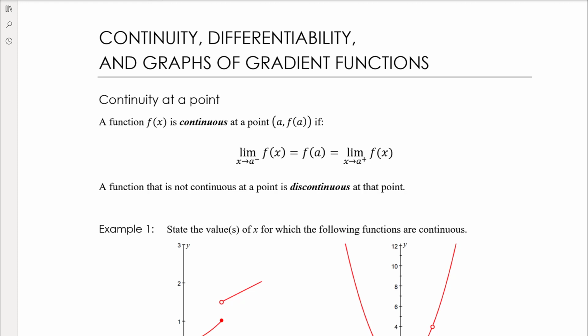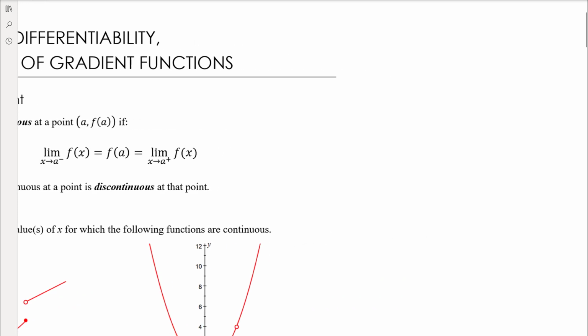But formally a function, f of x, is continuous at a point with coordinates of a and f of a, so x coordinate of a, y coordinate f of a, if these three things all exist and are all equal to each other. So the limit as x approaches a from below, I'll discuss that in a second, of f of x, is equal to f at a, so the actual value of the function at a, which is also equal to the limit as x approaches a from above of the function. Okay, so let's have a quick discussion about what that means and when that therefore wouldn't happen.